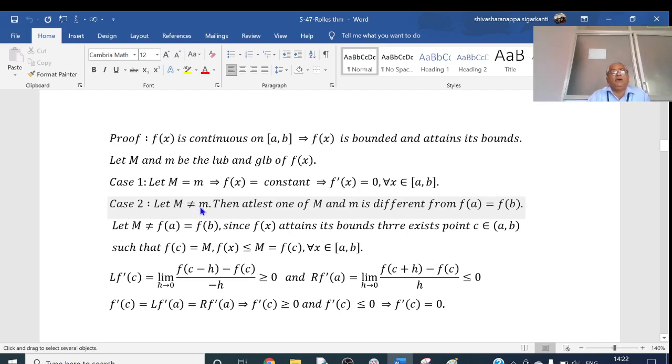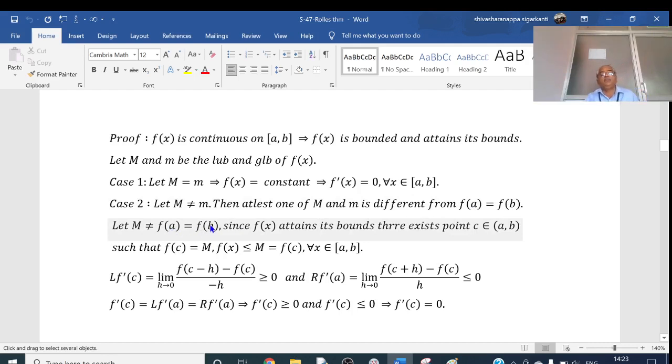Case 2, I will consider: suppose this capital M is not equal to small m. So the greatest lower bound and the least upper bound are different. Then at least one of capital M or small m is different from f of a, which is equal to f of b. This is the given condition. So either small m is not equal to f of a, or capital M is not equal to f of a. Let me take capital M is not equal to f of a, and f of a is nothing but f of b.